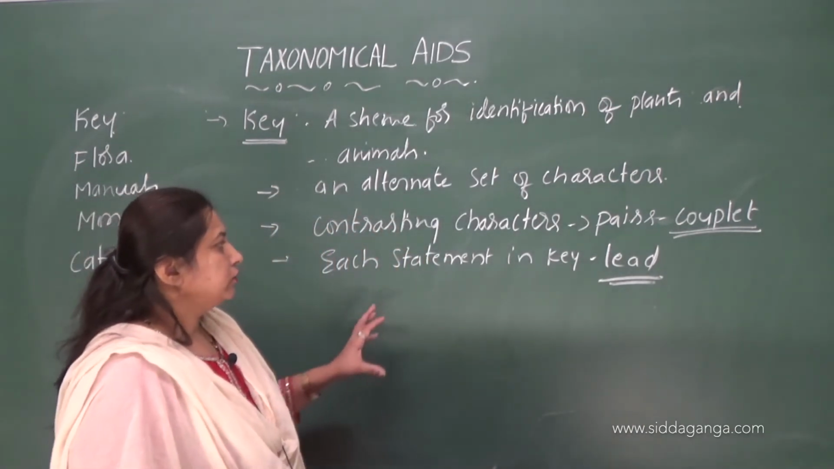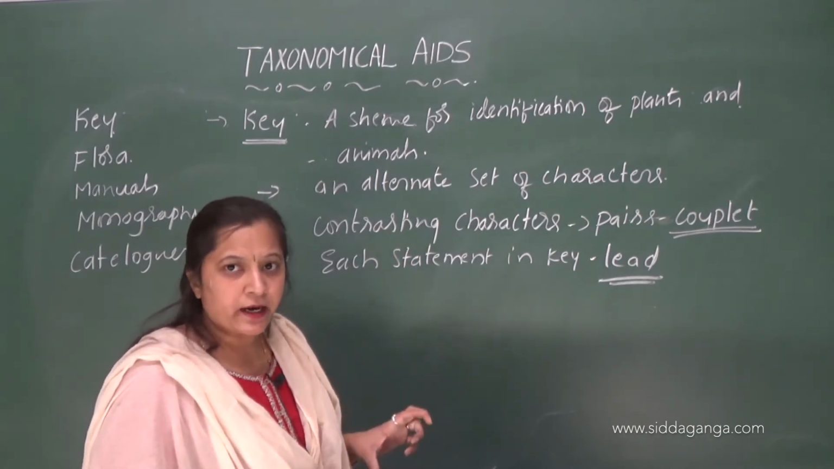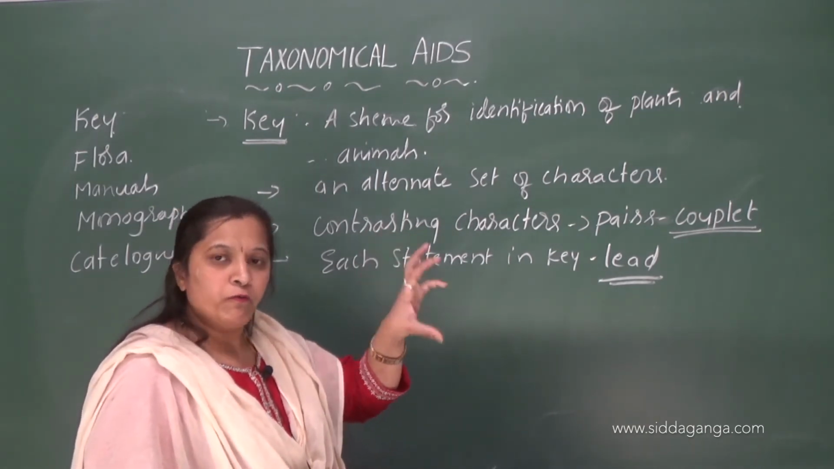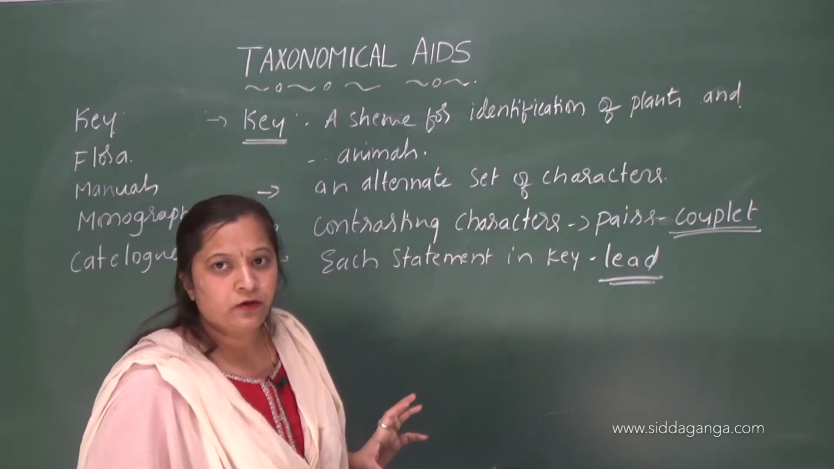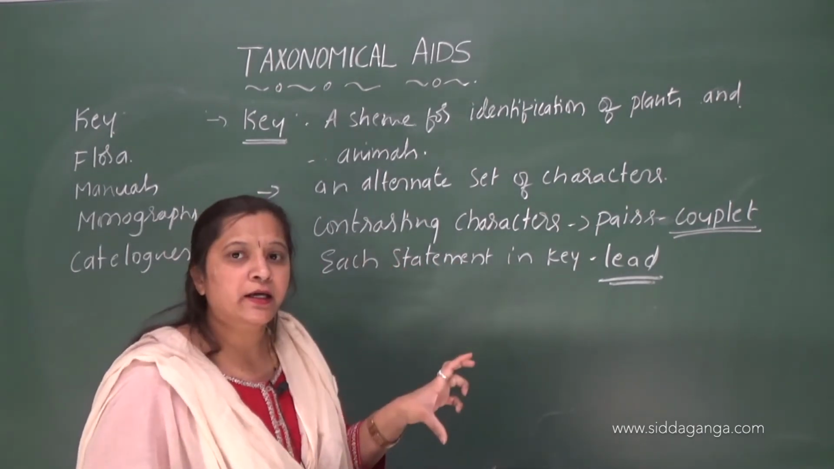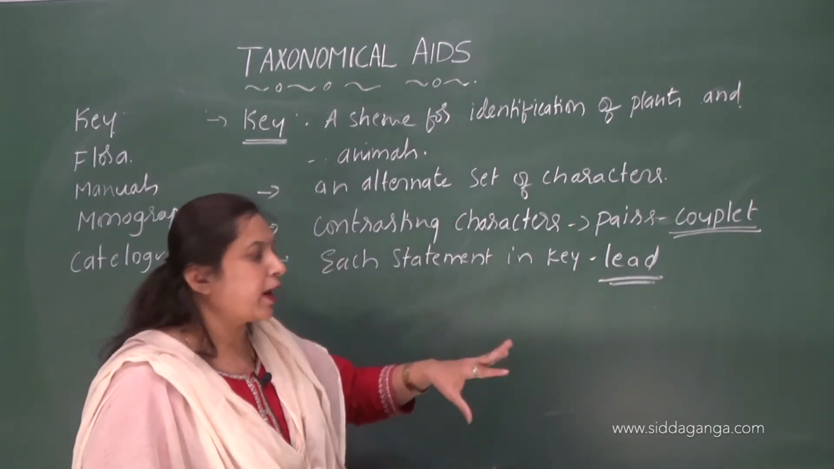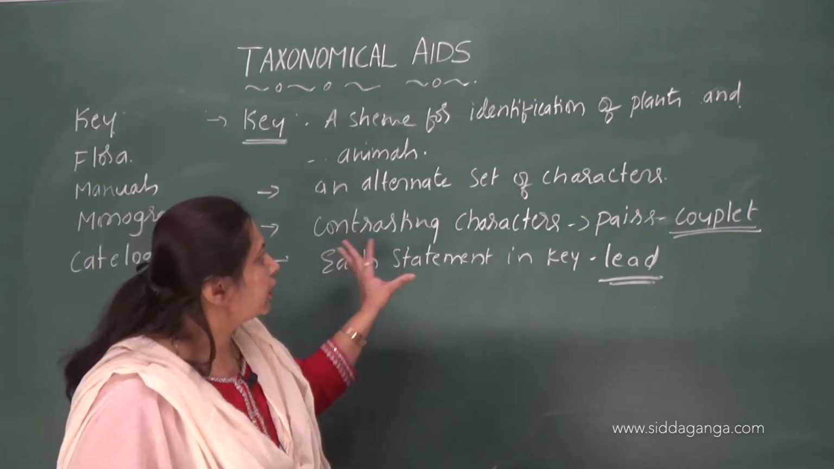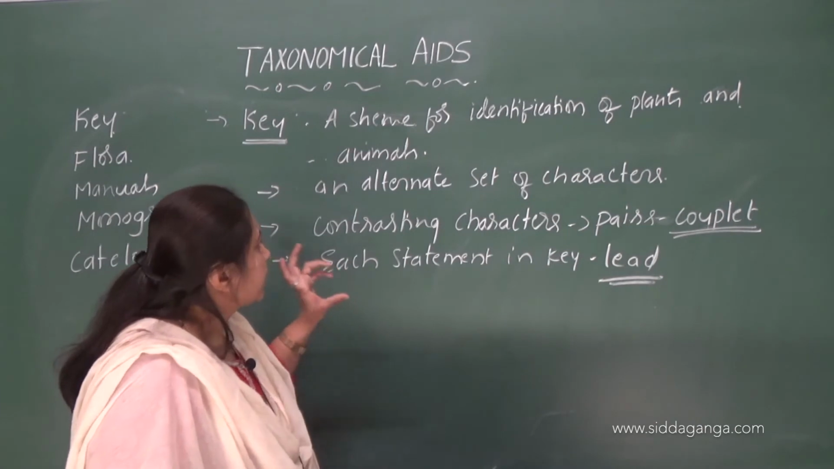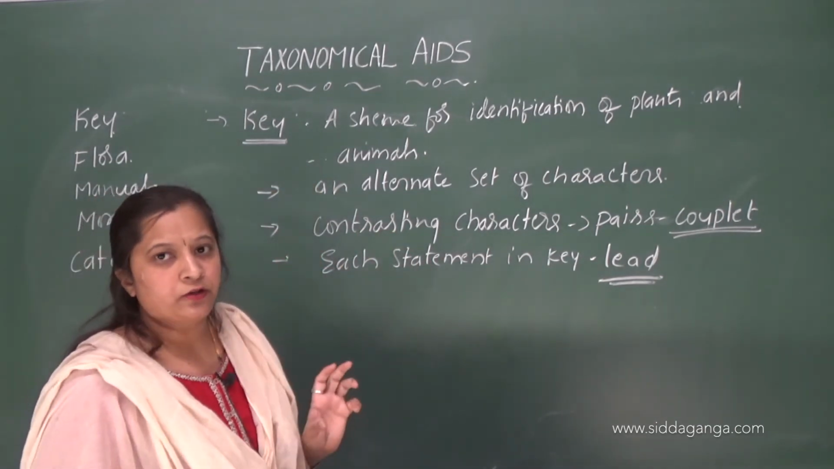So here they are given an alternate set of contrasting characters, and one has to choose the correct character. By choosing the correct character, one will arrive at the accurate identification of plants and animals by comparing with an already known organism. So what actually is the key? It's a scheme for identification of plants and animals.